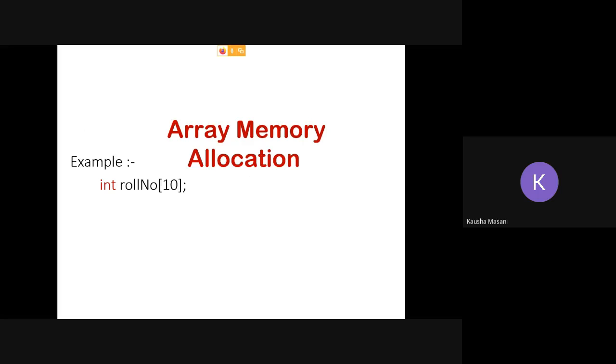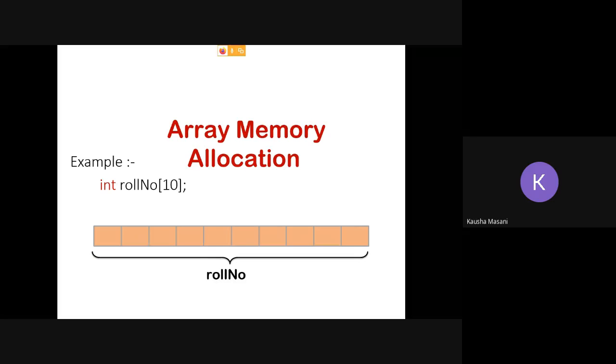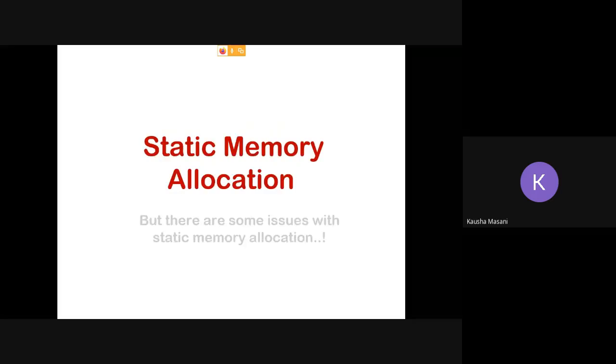Okay, let's go on to array memory location. Suppose you are giving an array of size 10, and the type of that array is integers. So in my memory block, exactly 10 blocks will be reserved, each of 2 or 4 bytes. So the total memory reserved by integer roll number of size 10 can be either 20 bytes or 40 bytes. Okay, but this is static memory allocation, and there are some issues. What are those issues? Let's see.